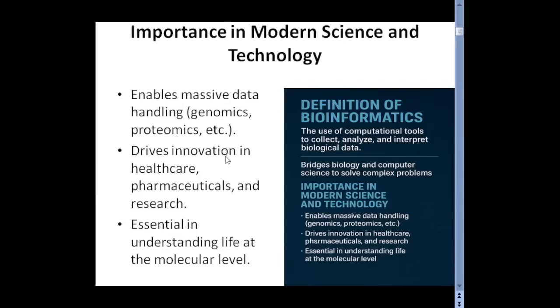So, what is the importance of bioinformatics in modern science and technology? Firstly, it enables massive handling of biological data, which is very, very useful in genomics, which is the study of genes, and proteomics, that is the study of different types of protein.